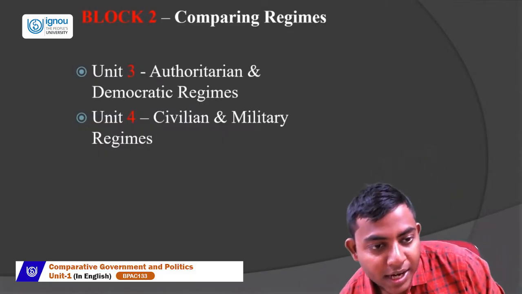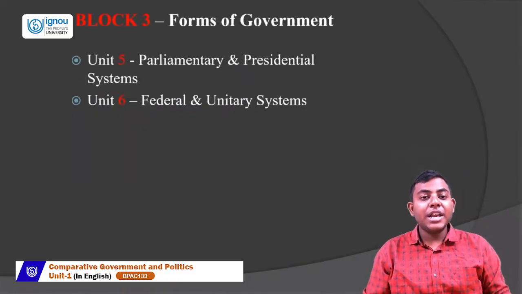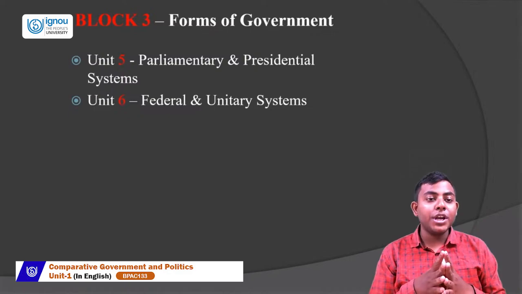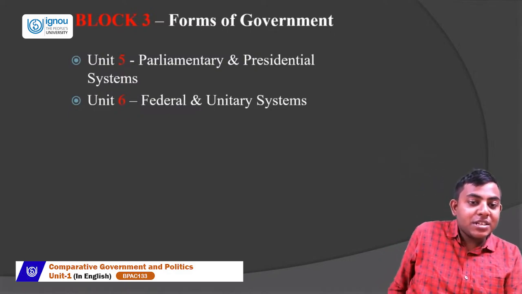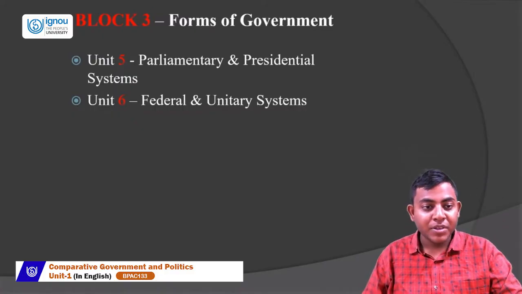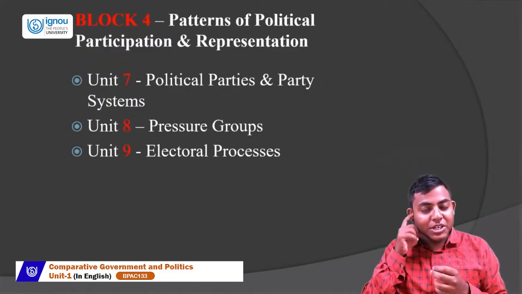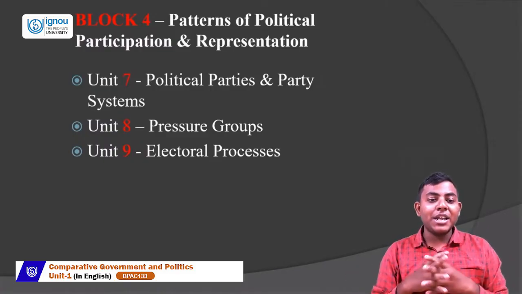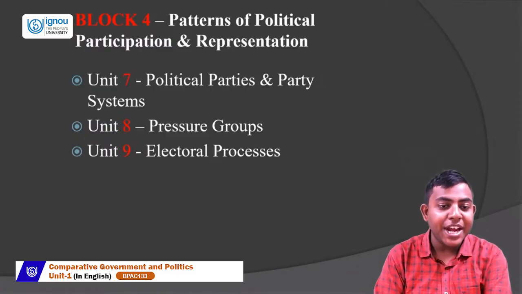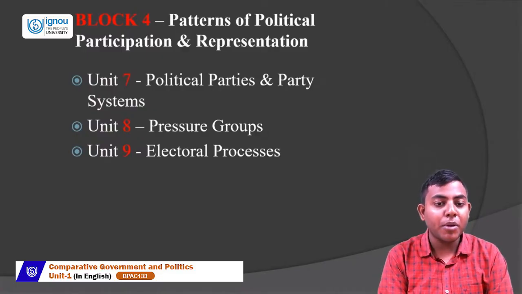And moving on, in the third block, which is pertaining to the forms of government, we have two units. Unit 5, that is parliamentary and presidential systems, and unit 6, that is federal and unitary systems. And in the fourth block, which is patterns of political participation and representation, we have three units. Unit 7, that is political parties and party systems, and unit 8, that is pressure groups. Also we have unit 9 in the fourth block, which is pertaining to the electoral processes.